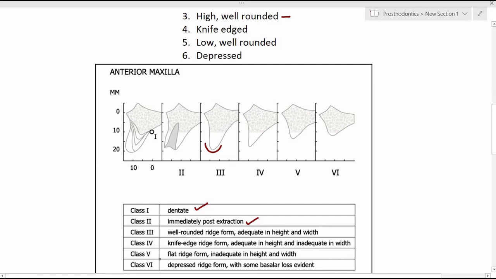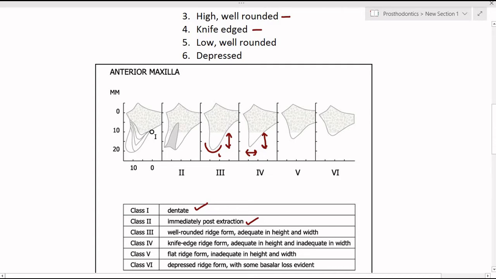Next we have order 4, which is knife-edged. Eventually this is going to become knife-edged. You see here it's adequate in height. The height is same. It's the width that is compromised. Here everything was fine. It was well-rounded. The height was fine. Here the width has reduced. Okay? So this is 3rd order and this is 4th order. This is knife-edged. This is high and well-rounded.